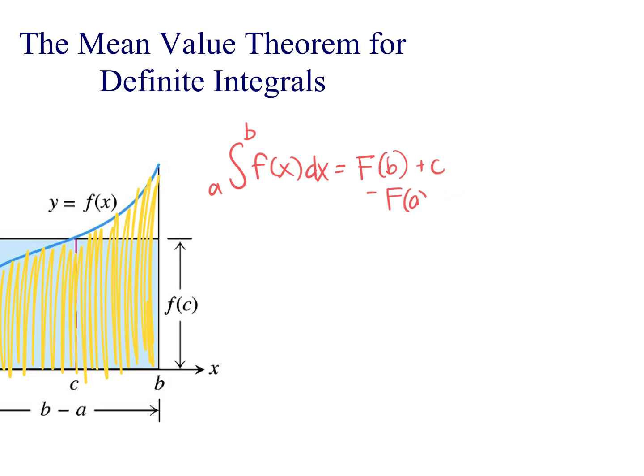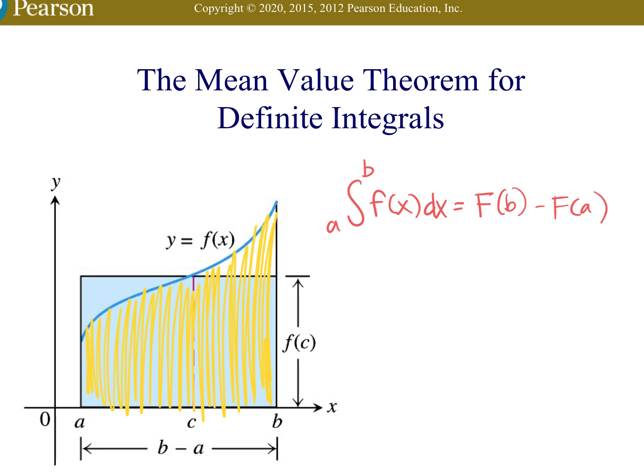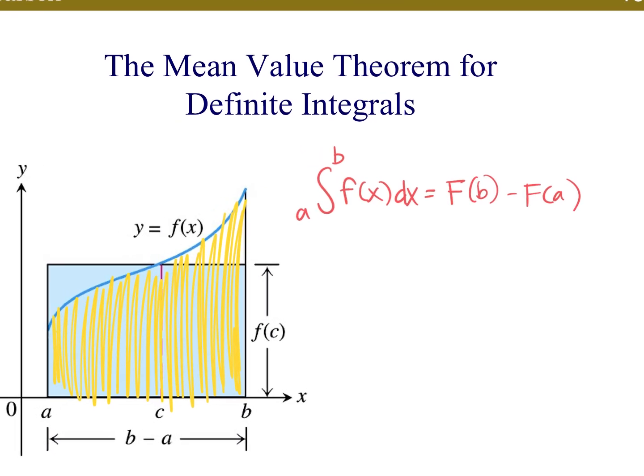So I'll erase those, and I'm just going to write this. That is equal to the area of the rectangle. And the area of the rectangle is the base of the rectangle, which is what? B minus A is the base. And the height of the rectangle, which is what? F of C is the height, base times height. So we are saying that those are all equal, that the blue area of the rectangle and the yellow area of the curve are all the same.